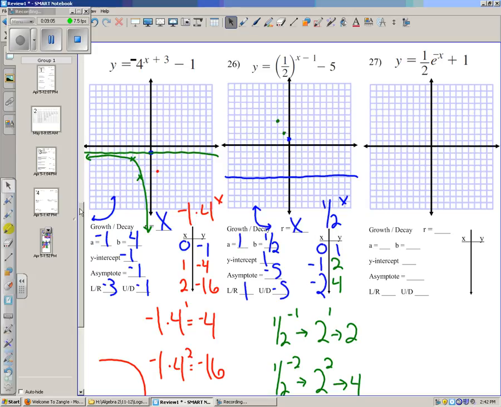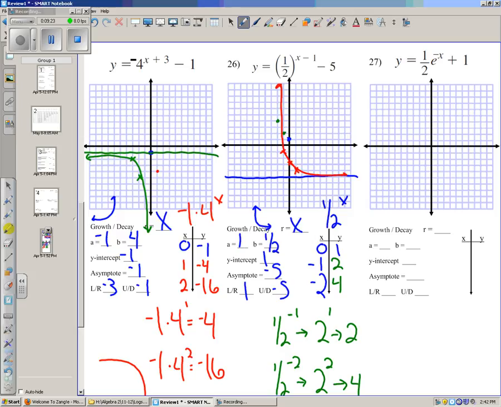And now I'm going to shift everything right 1 and down 5. And then I know my shape. It's a regular L, so it's going to go straight down and then coast along the wall.